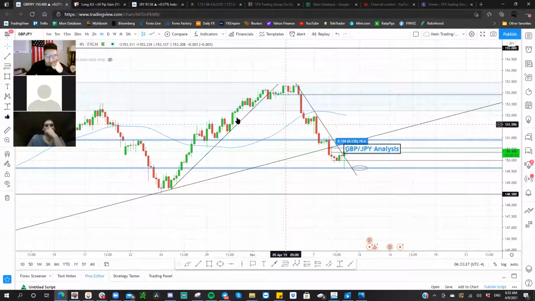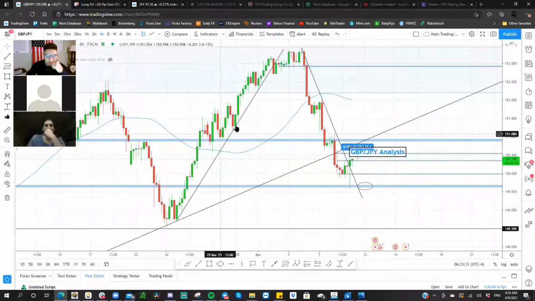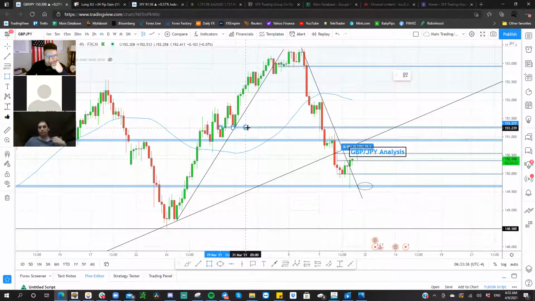Like right over here, as we're forming support, we're creating higher highs and higher lows over here. You're creating a support, and we're bouncing off the trend line. That's another confluence for you.